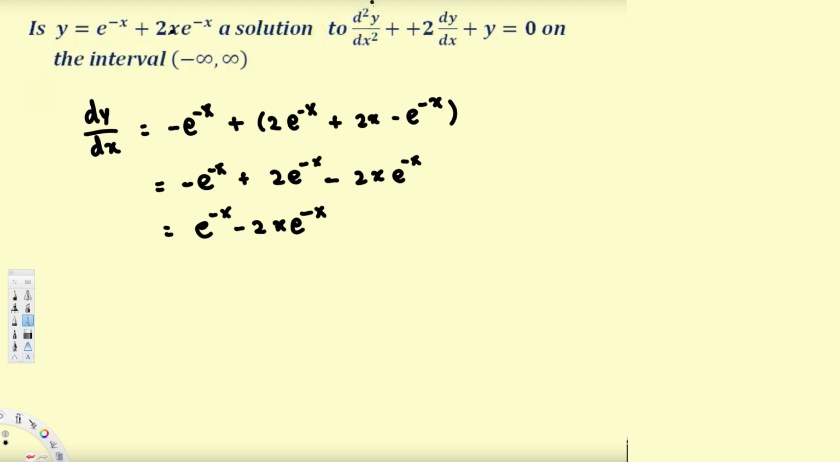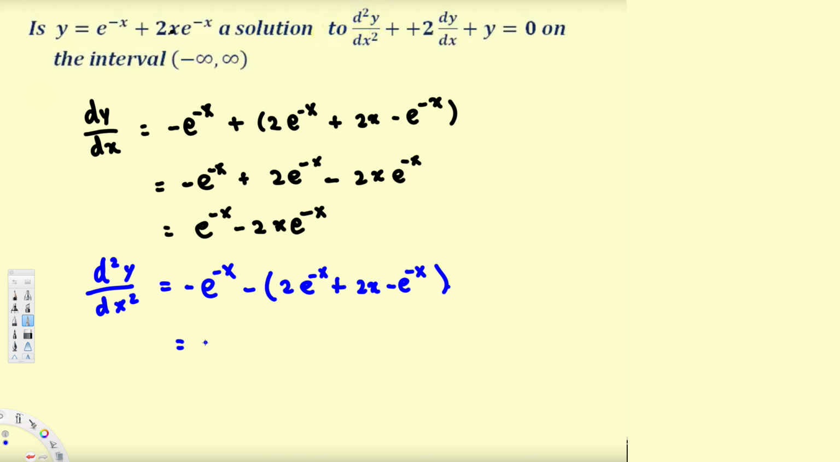Now we have to find the second derivative too, right? The second derivative is going to be d square y over dx square, and let's take the derivative of this one. Again, this is going to be negative e power negative x, and this is going to be again the product rule: minus 2 times e power negative x plus 2x times minus e power negative x.